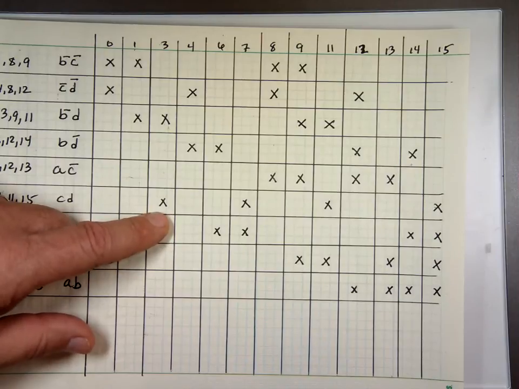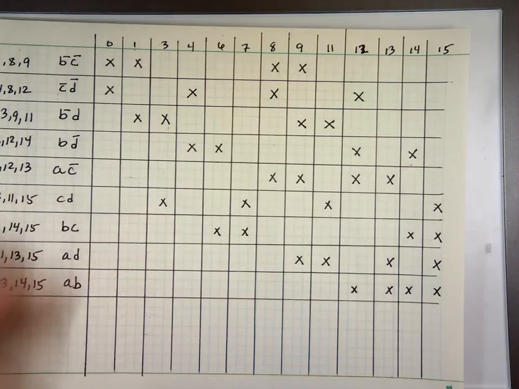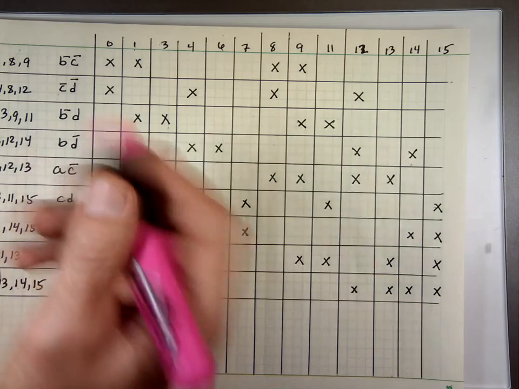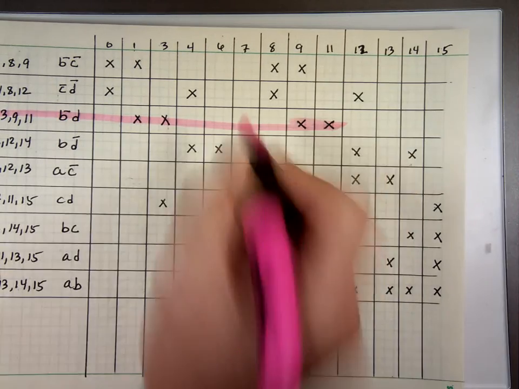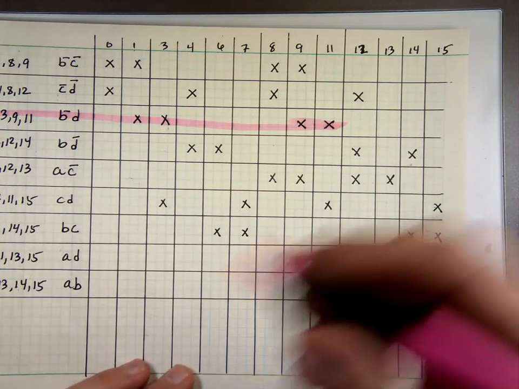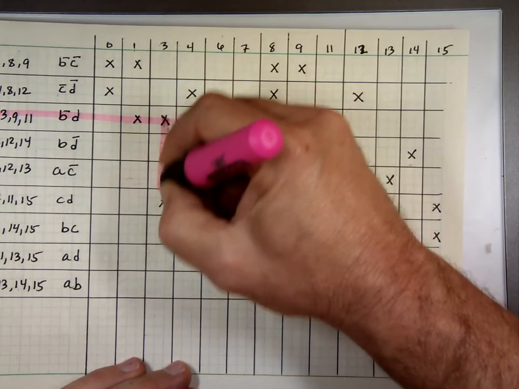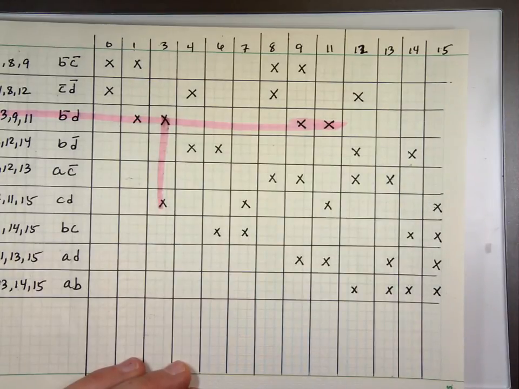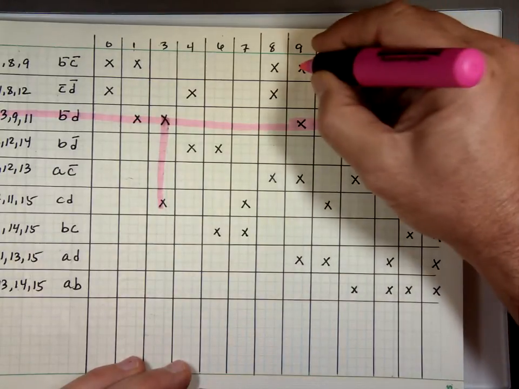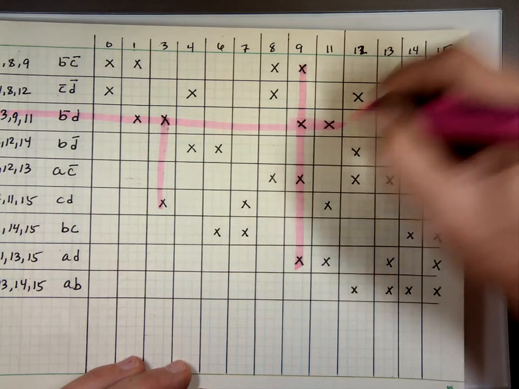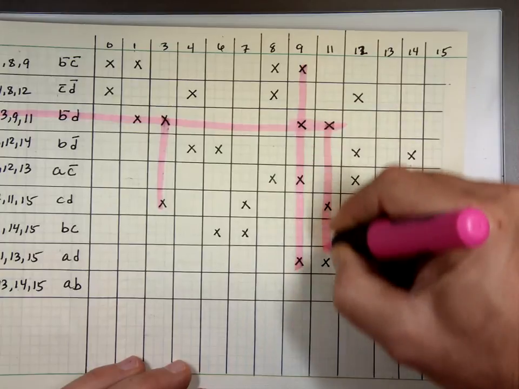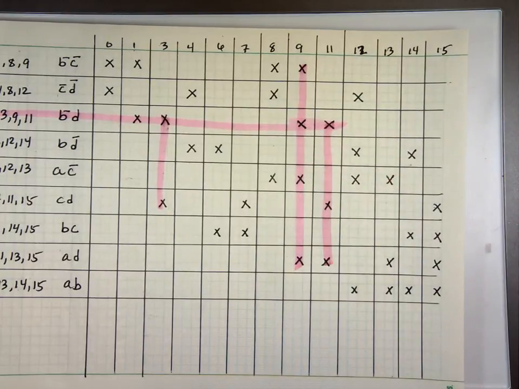So let me try this one. That takes with it this one. So the 3s are covered. That takes with it all of these. That takes with it all of that. Can you see that? That's B bar D.